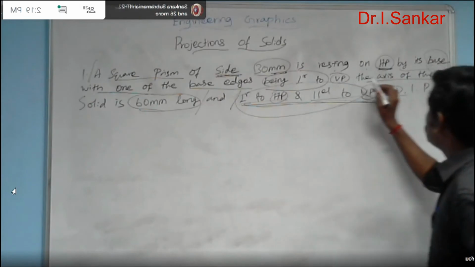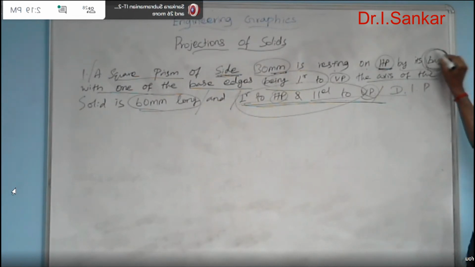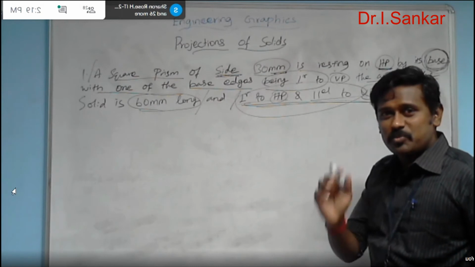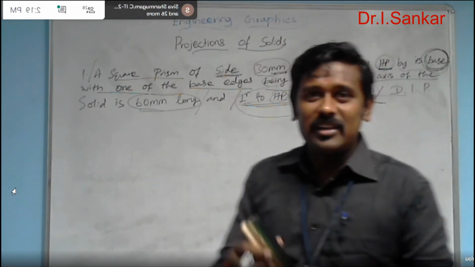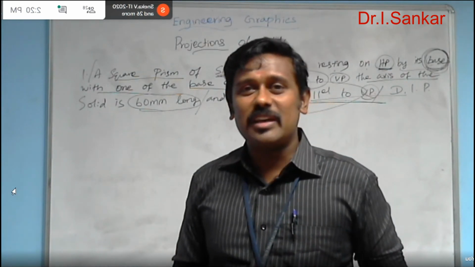See here, one term is there. By its base, the solid is resting on HP by its base. So what is the only one possible case? Axis perpendicular to HP and parallel to VP. It's the only possible case when the solid is resting on HP by its base. No other three cases are possible in that.